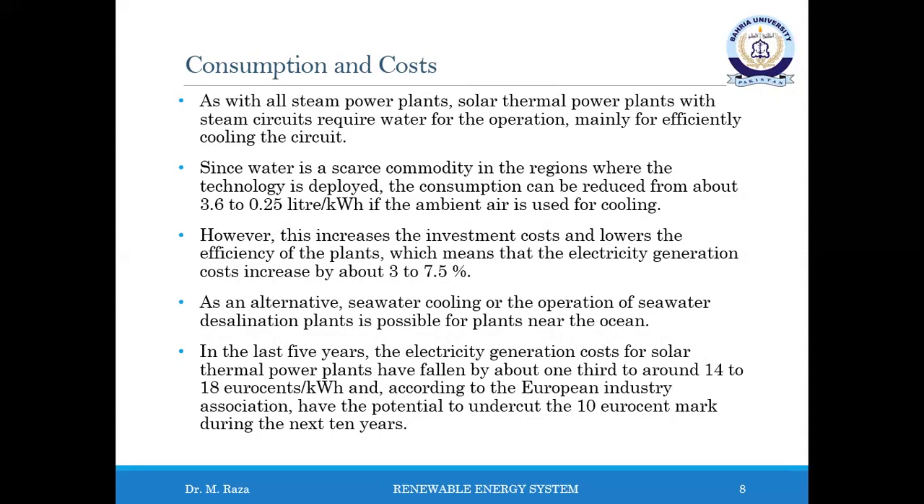In the last 5 years, the electricity generation cost for solar thermal power plants has fallen by about one third to around 14 to 18 euro cent per kilowatt hour. And according to the European Industry Association, they have the potential to undercut the 10 euro cent mark during the next 10 years.